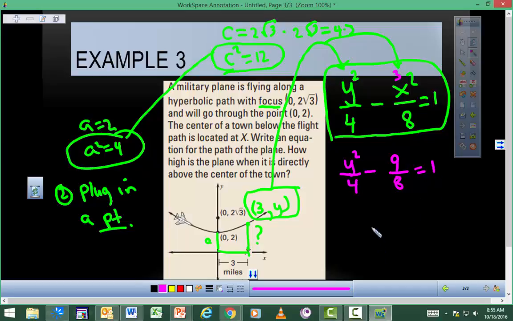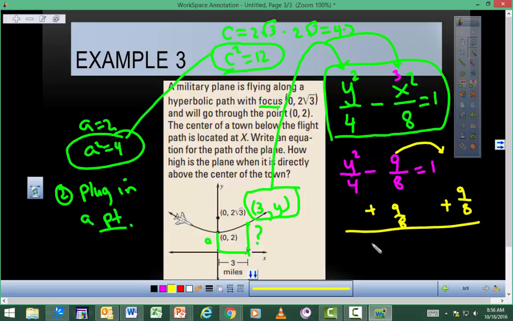Now I just need to do some fancy algebra. Ooh, that's kind of ugly, isn't it? Maybe I'll use yellow instead. I'm going to solve for y squared. So the first thing I want to do is move this fraction to the other side. And so I'm going to add 9/8 over here, and I'm going to add 9/8 over here. And that gives me y squared over 4 is equal to 1 plus 9/8.